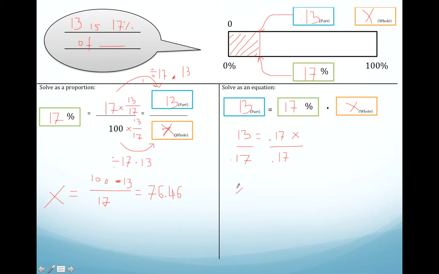As a result, I plug in the calculator 13 divided by 0.17 and I get the same answer, 76.46 rounded to 2 decimal places. Okay, to answer my question, 13 is 17% of 76.46.